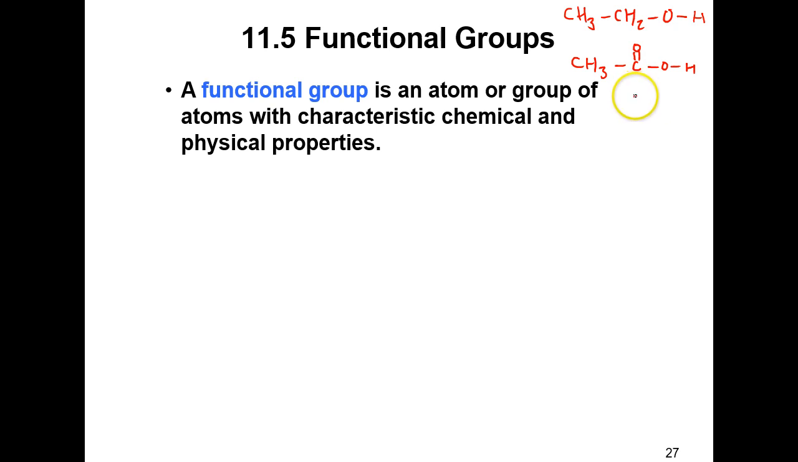Now look at these structures. Don't they look pretty similar? I mean, you've got a CH3 and a CH3. You have an OH, you have an OH. Here I have a CH2, but here I have a C with a double bond O. So is that really that big of a difference? Well, I wouldn't be talking about it if it wasn't, right? So these are two different functional groups. This is the alcohol functional group. This is a carboxylic acid functional group.